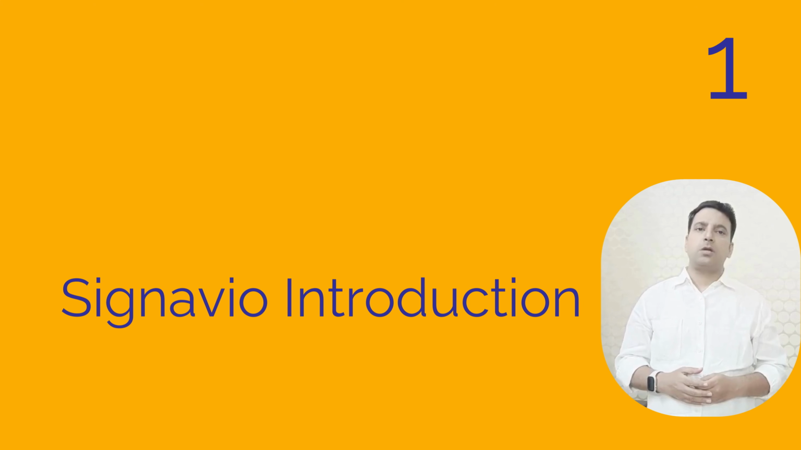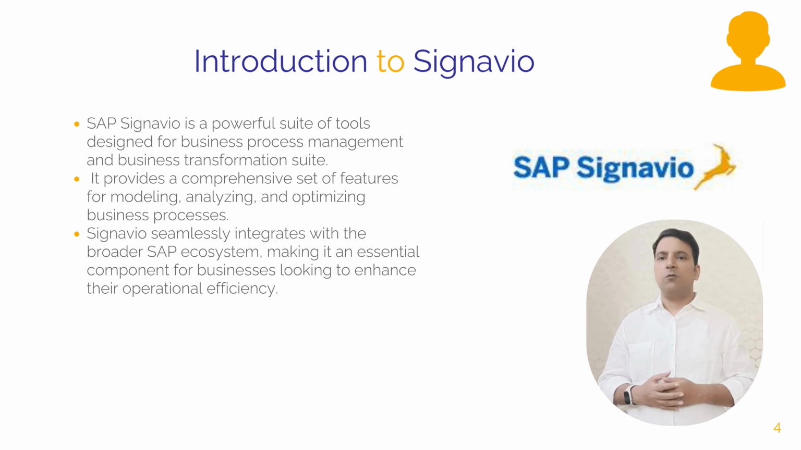Let's start with the introduction to Signavio, what Signavio is all about. What is SAP Signavio? SAP Signavio is not one tool, but a collection of tools. It's a powerful suite of tools which helps us in achieving business transformation and managing our business processes. It provides a comprehensive set of tools with features for modeling, analyzing, and optimizing business processes. SAP Signavio seamlessly integrates with the broader SAP ecosystem, and it makes it an essential tool to have in order to optimize business processes.